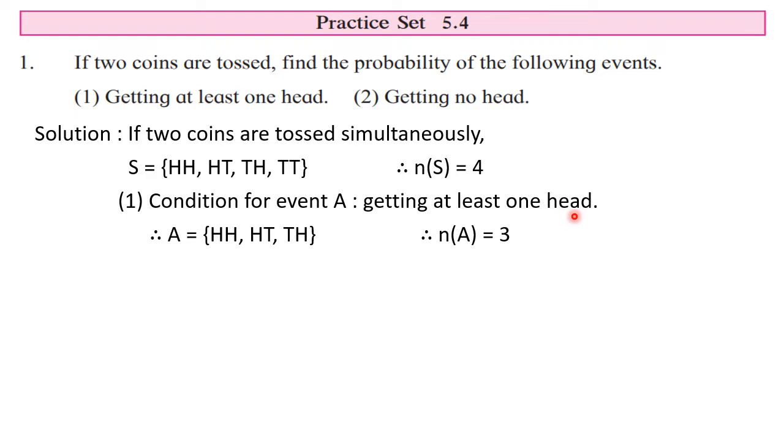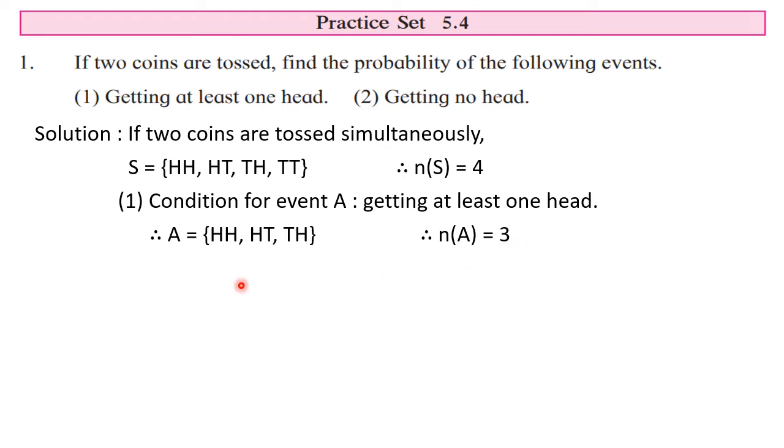Now, at least one head means what? Minimum one head, which means more than one is also allowed. Two heads are also allowed. So in set A, we have sample points HH, HT and TH. And therefore, N of A is 3. Number of sample points in event A is 3.